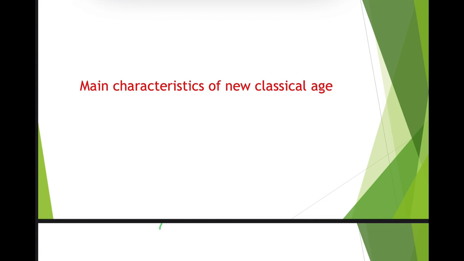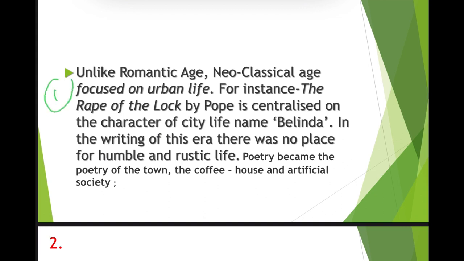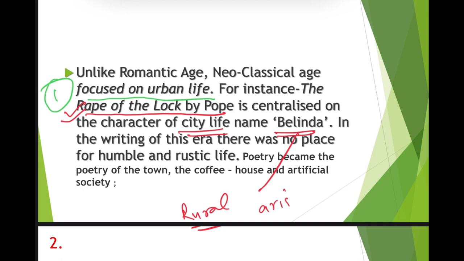What are some important characteristics of the neoclassical age? This is the first and the most important characteristic, that is, they focused on urban life. Why am I telling you this point? Because when you study the Romantic age, it basically focused on rural life, and they focused on urban life. If you take one example, The Rape of the Lock is an example. The Rape of the Lock by Alexander Pope is actually focused on city life and on the character Belinda, who belongs to aristocratic society.